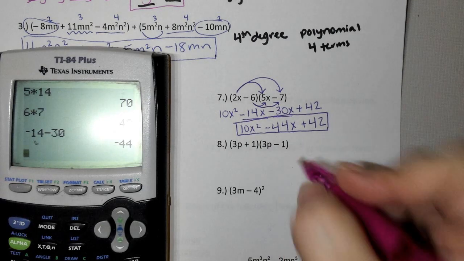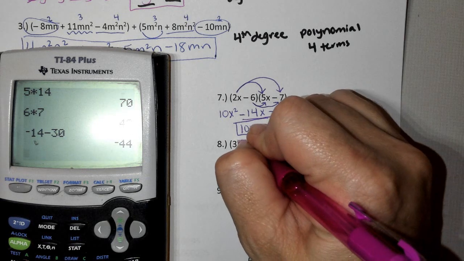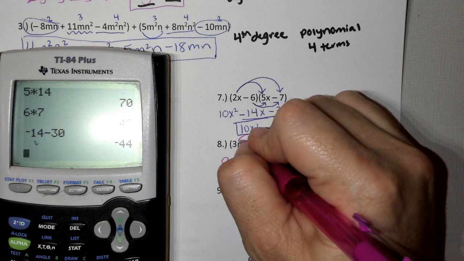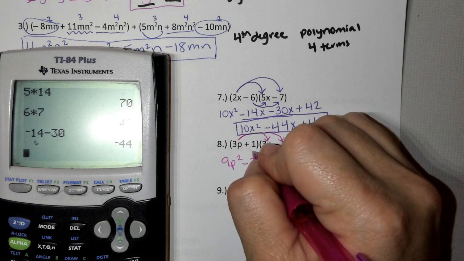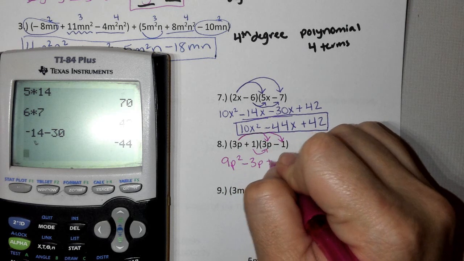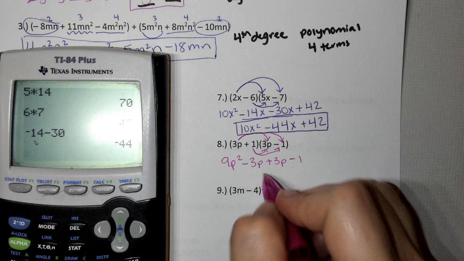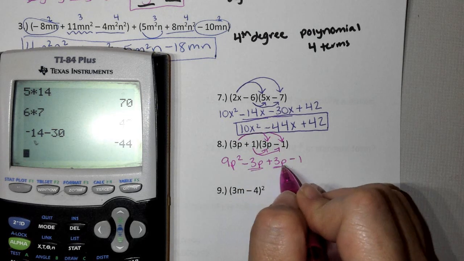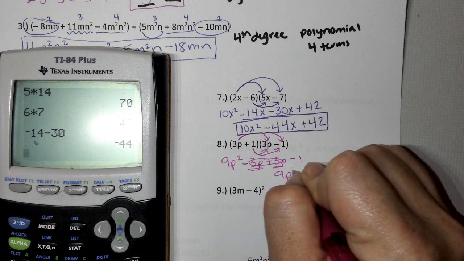So let's try the next one. Now this is a difference of squares. One has a plus, one has a minus, but they look exactly the same. 3p times 3p is 9p squared. 3p times negative 1 is negative 3p. 1 times 3p is positive 3p. And 1 times negative 1 is negative 1. And then remember, when it's a difference of squares, the middle two should always cancel. These are like terms. One's positive, one's negative. They're a zero pair. So we have 9p squared minus 1.